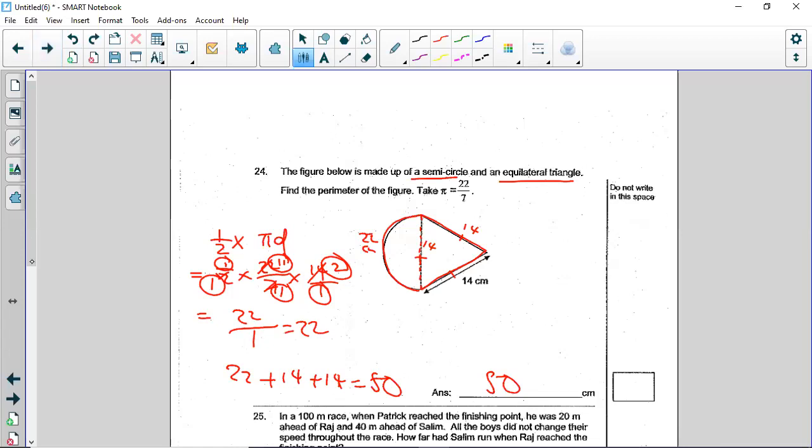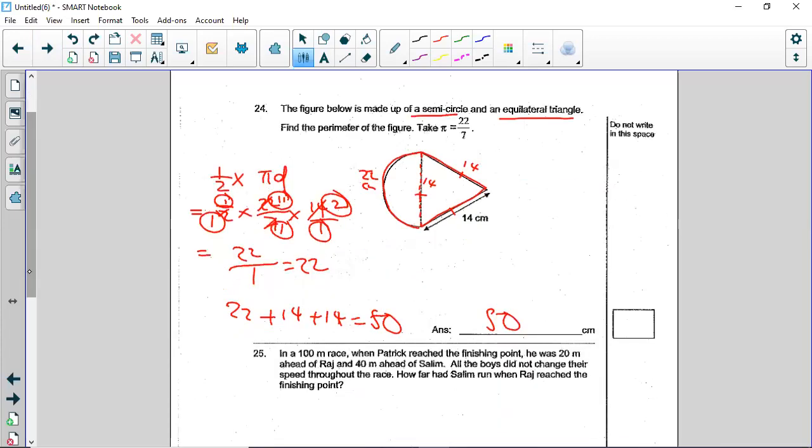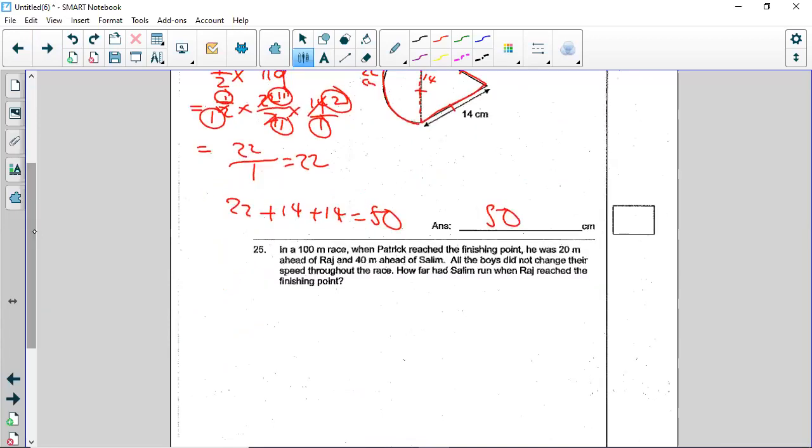Now question 25 is the one that I think most of you can't do. It's a speed problem, but it is very weird because there's no time and no speed, only distance. So let's draw our speed model line. We can still draw the model.